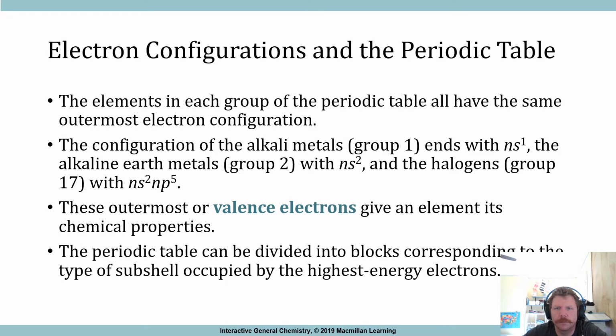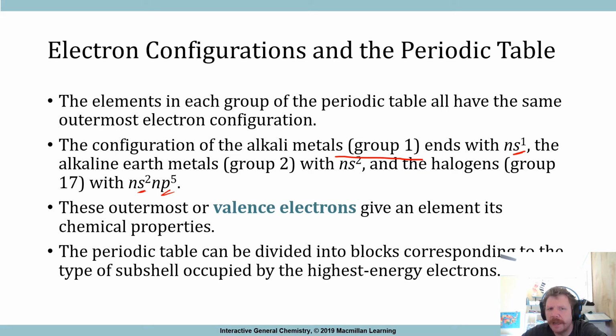All right. Now, electron configurations in the periodic table. The periodic table can serve as your guide for completing these electron configurations pretty easily. The elements in each group of the periodic table all have the same outermost electron configuration. For example, the alkali metals, group 1, always end with ns1, where n is an integer from 1 through 7. Alkaline earth metals end with ns2. And the halogens always end with ns2, np5.